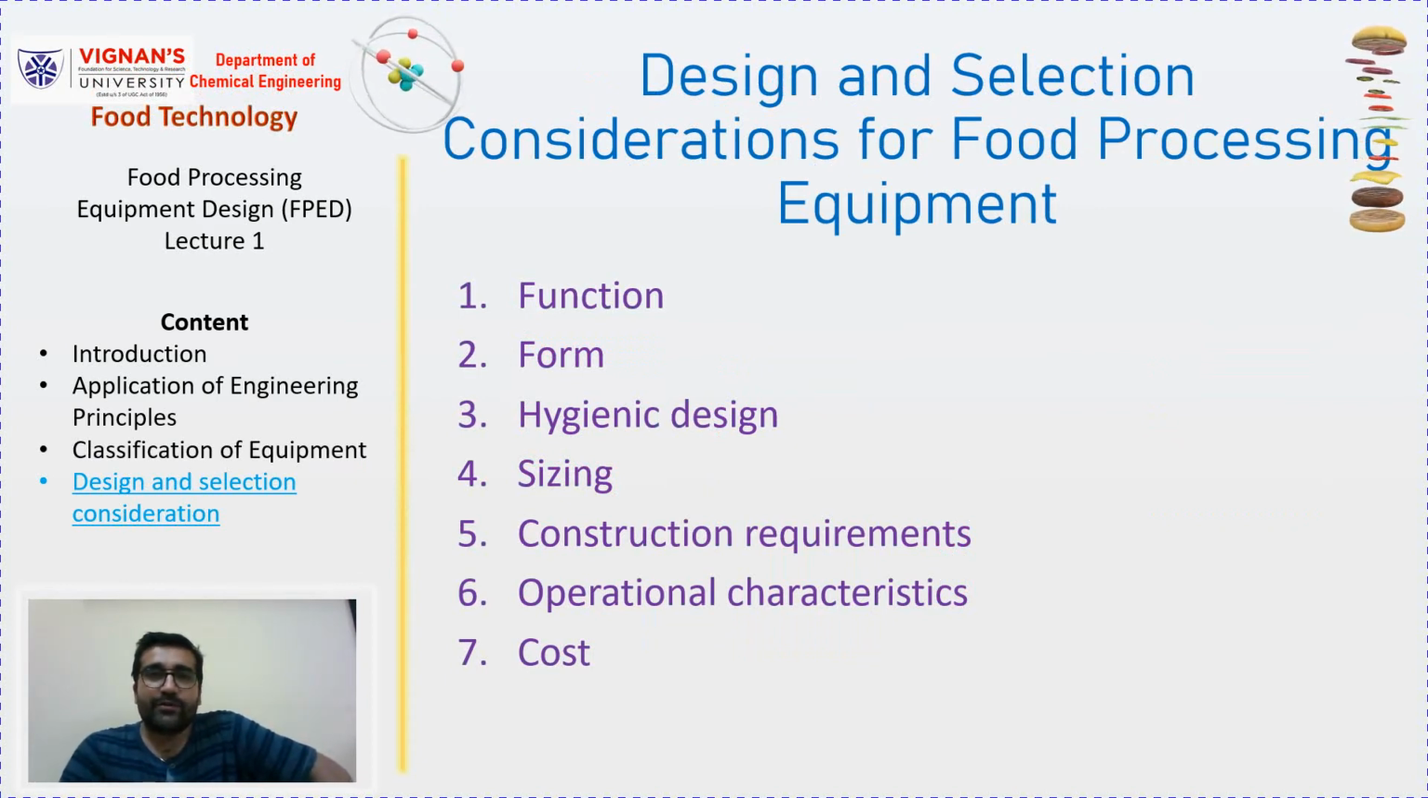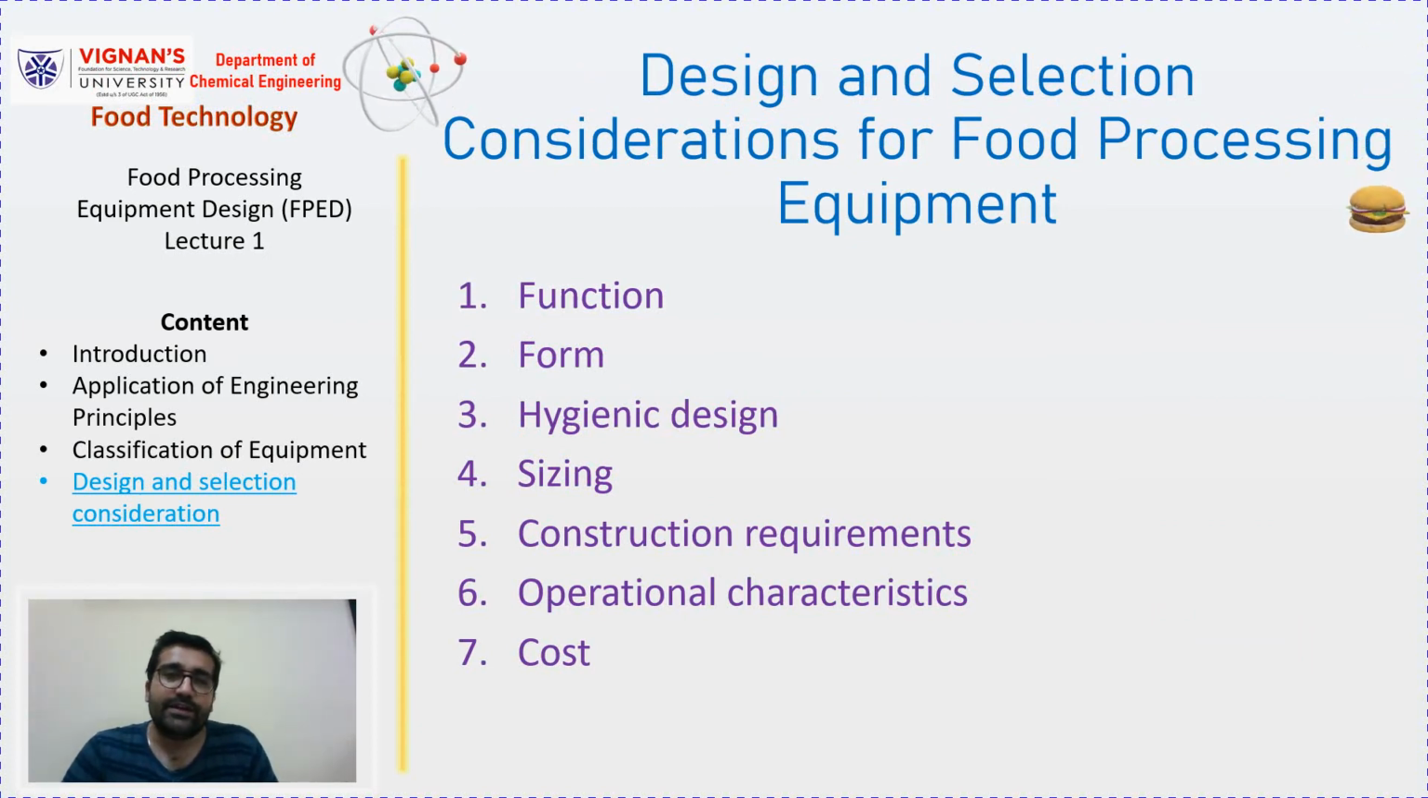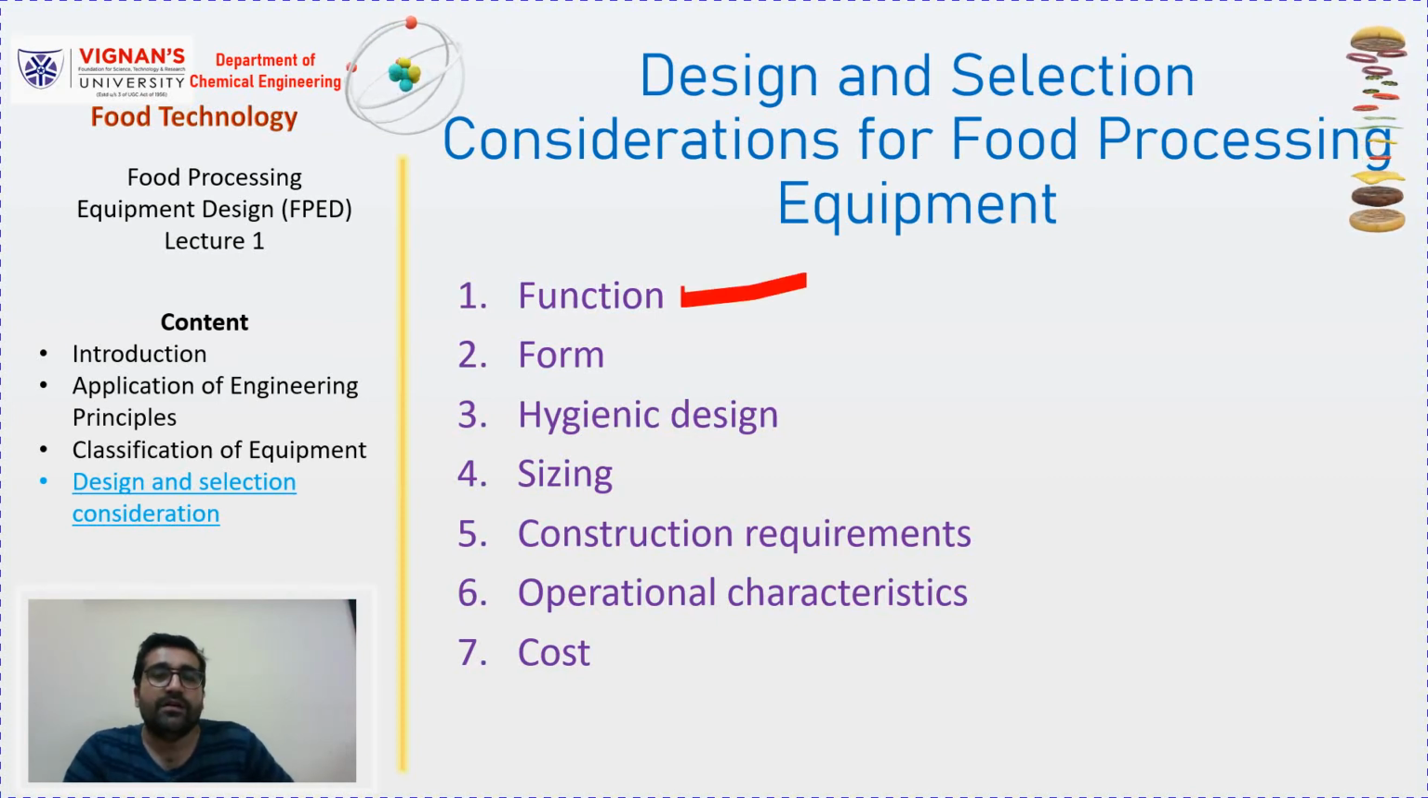Here we will talk about the design and selection considerations for food processing equipment. If we talk about function, the first criterion for selection or designing of the equipment is function. The equipment should perform a certain function.